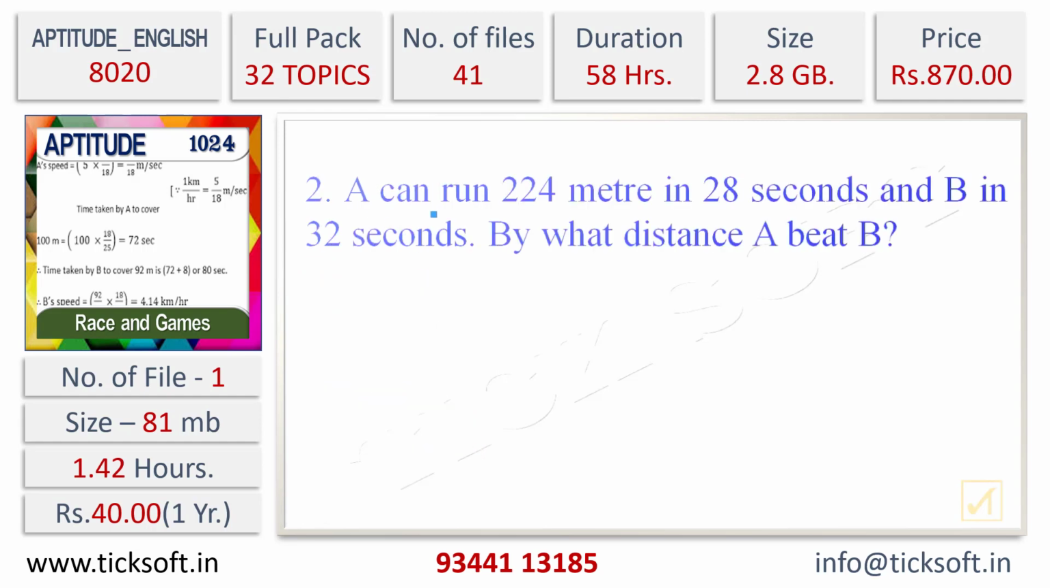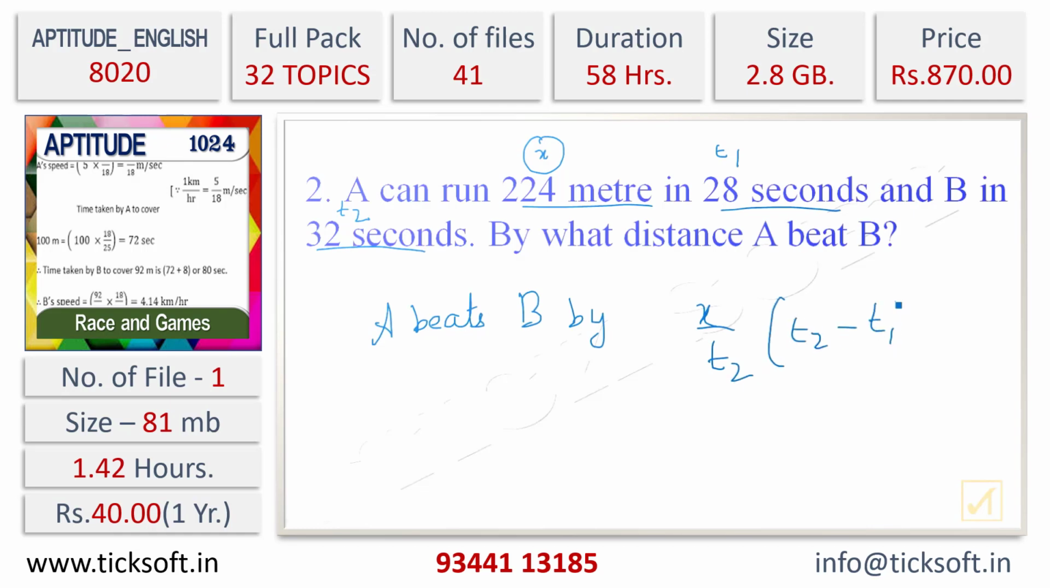Here the question is, A can run 224 meters in 28 seconds and B in 32 seconds. By what distance does A beat B? Here also we know the formula: if A can run an x meters race in t1 seconds and B in t2 seconds, then A beats B by x/t2 into (t2 minus t1) meters. Here we know that t2 is greater than t1, that is why we have written this formula. So A beats B by x/t2 into (t2 minus t1) meters, not seconds, this is meters.